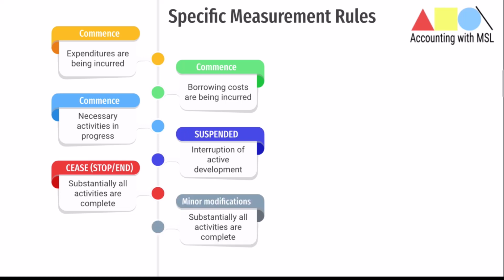So here, the rule is that if only minor modifications are outstanding, then this indicates that substantially all the activities are complete. So if it's a project and every major activity that needs to be done before the project can be used or launched has been completed, then we can say that indeed all substantial activities have been completed and you have to cease capitalizing borrowing costs.